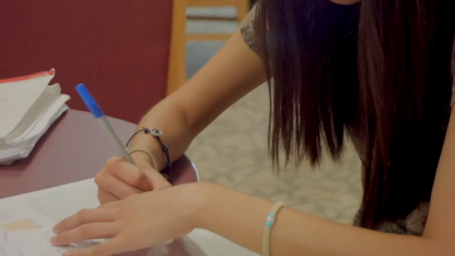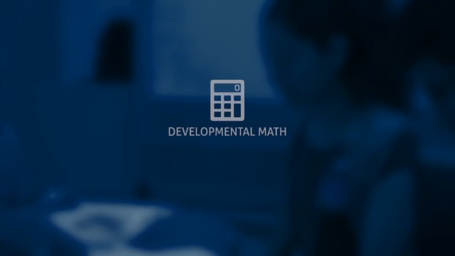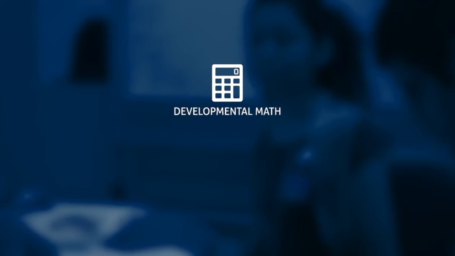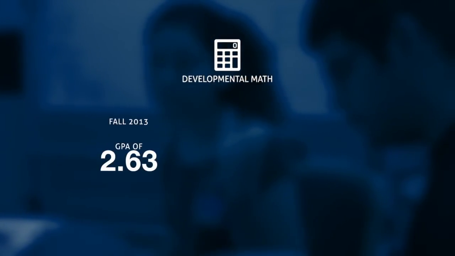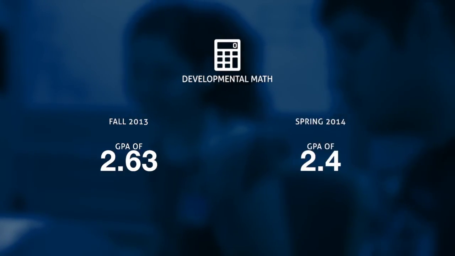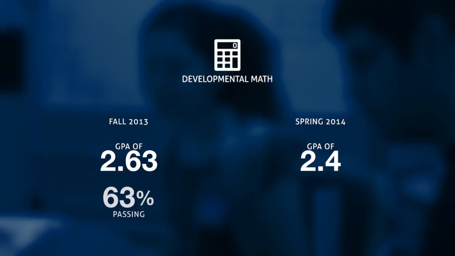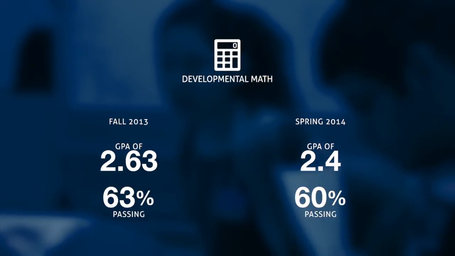The addition of tutors directly in the classroom has already proven positive results. Students who participated in developmental math tutoring on a regular basis earned an average course GPA of 2.63 in fall 2013 and 2.4 in spring 2014. The passing rates for these students were 63% in the fall and 60% in the spring. As a result of the QEP interventions through tutoring, we anticipate passing rates to increase in these courses and the average course GPA to continue to be above a 2.0.